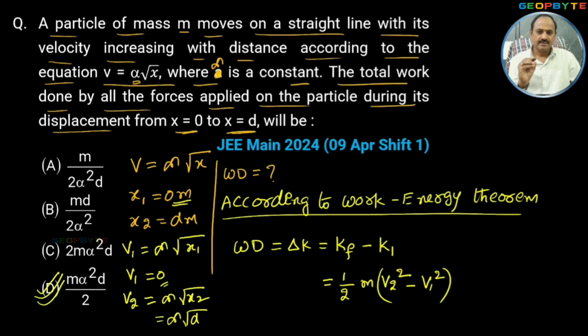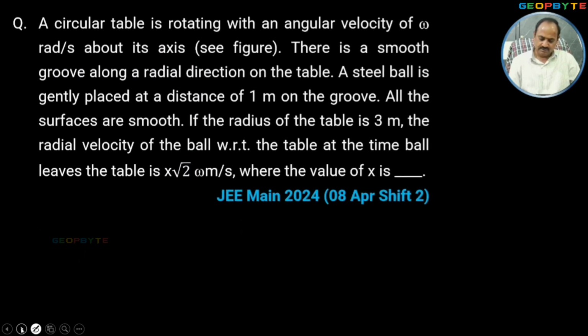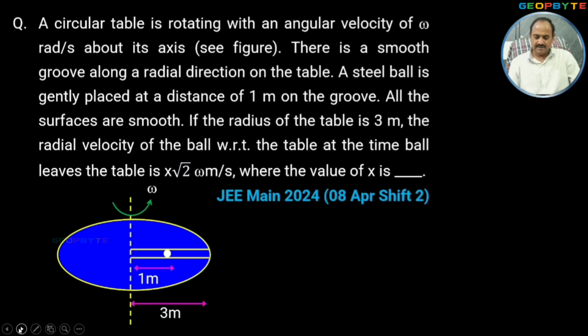Understood clearly? Yes. Then let us take another important question. Try to read it clearly. It is asking like this. A circular table is rotating with an angular velocity omega radians per second. Look at the diagram. That circular table is rotating with angular velocity omega about its axis.